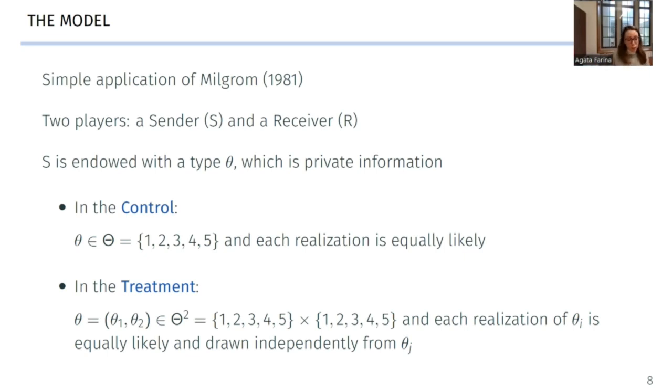And then we're going to have a treatment game in which we make this change of increasing the dimensionality of the information space, and we make the private information of the sender a vector rather than a scalar. Each component of this vector, which can have two components, is going to be again an integer from 1 to 5. And this is important. Each realization of the vector is independently drawn. So the two components have no correlation between them. And they are again equally likely to be any number from 1 to 5.